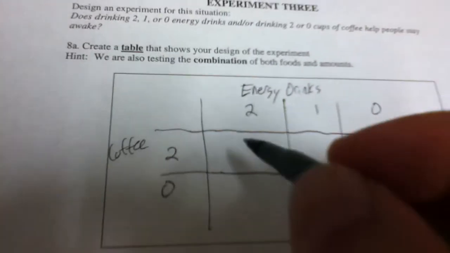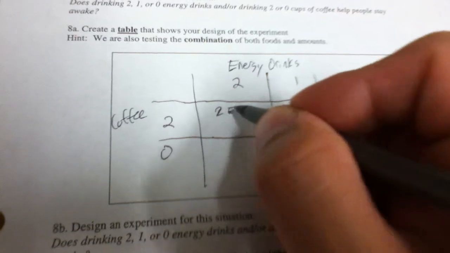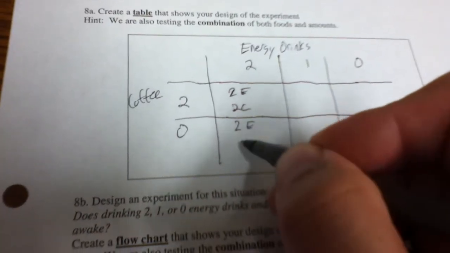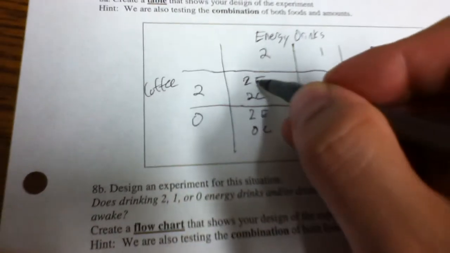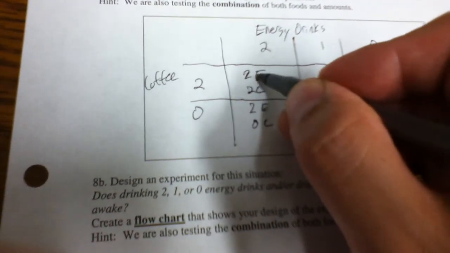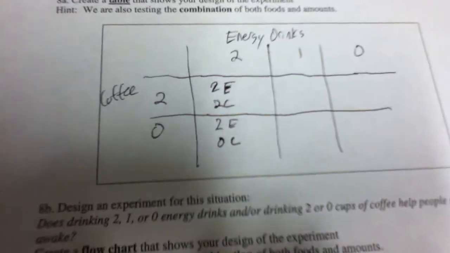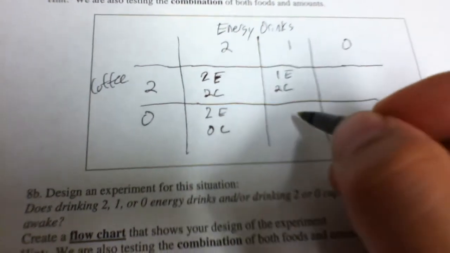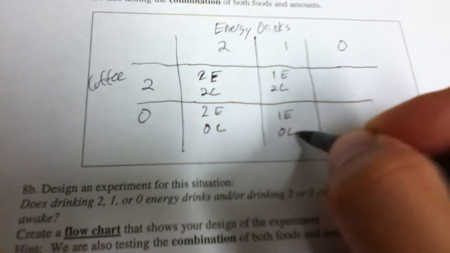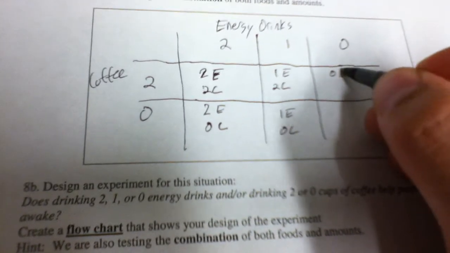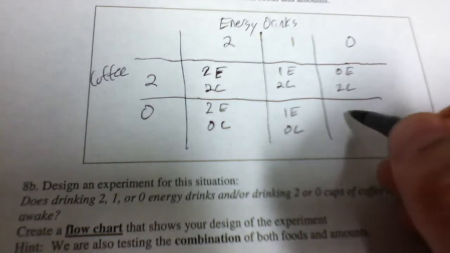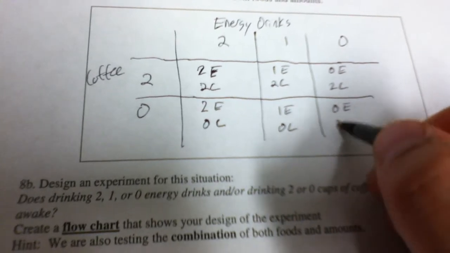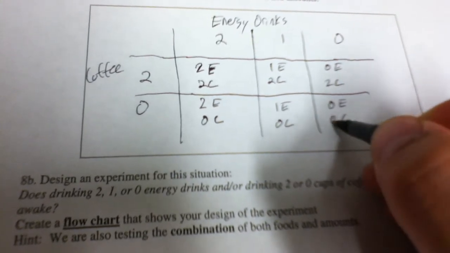So this group is going to get 2 energy drinks, 2 coffee. This group will get 2 energy drink, 0 coffee. And again, notice I'm at least putting E and C for energy drink and coffee. Don't just put the numbers, then I won't know which is which. 1 energy drink, 2 coffees. 1 energy drink, 0 coffee. 0 energy drink, 2 coffees. 0 energy drink, 0 coffees. And that gives us our groups.